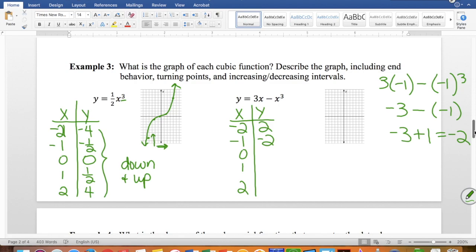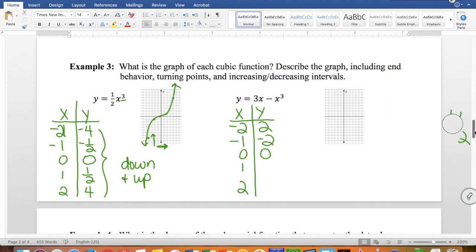Okay? Funny enough, when we put 0 in for x, we're going to have 0. I just know 3 times 0 is 0 and 0 cubed is 0, so I'm not going to solve that one. That one's kind of nice. It's always where our y-intercept is. We don't have a constant, so now we're going to do 3 times 1 minus 1 cubed. And 3 times 1 is 3, minus 1 is just 2.